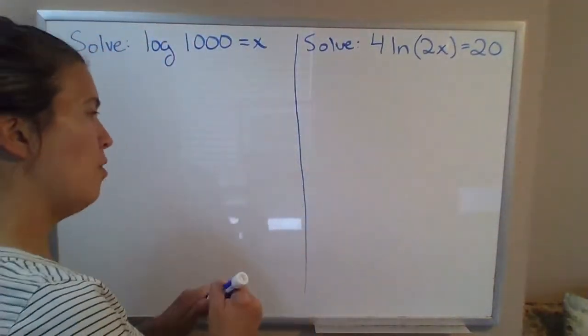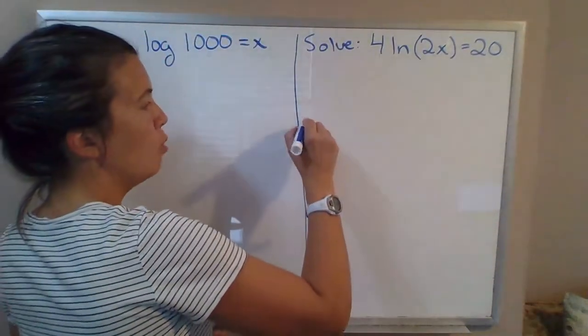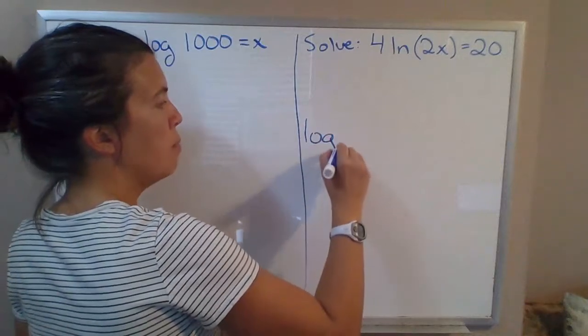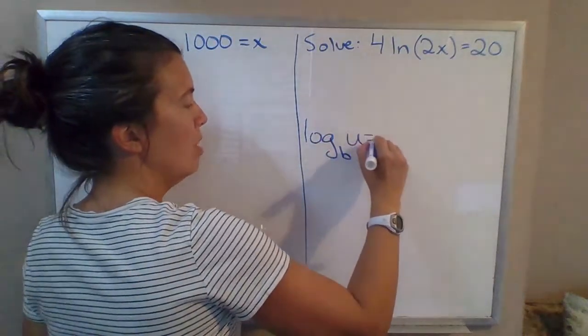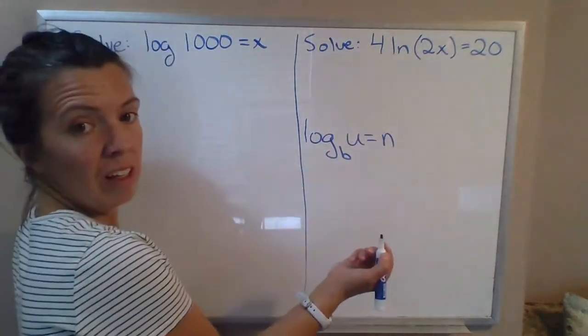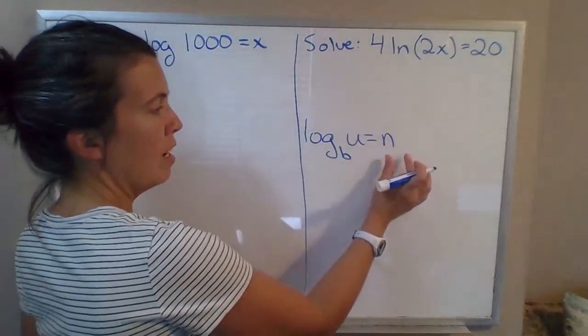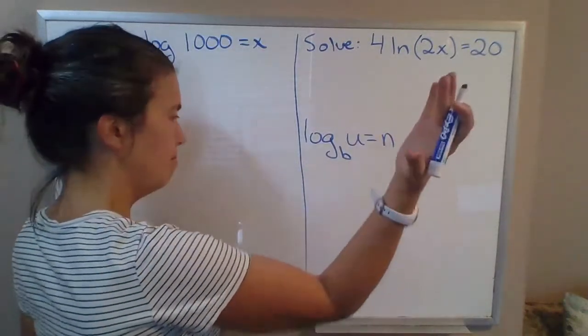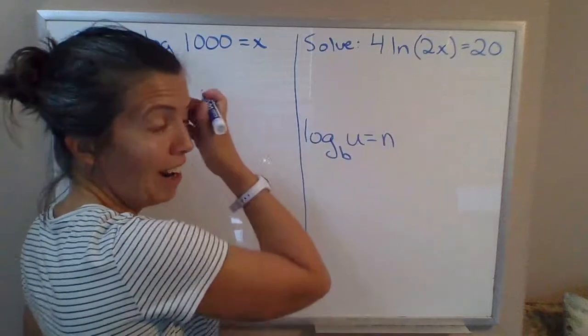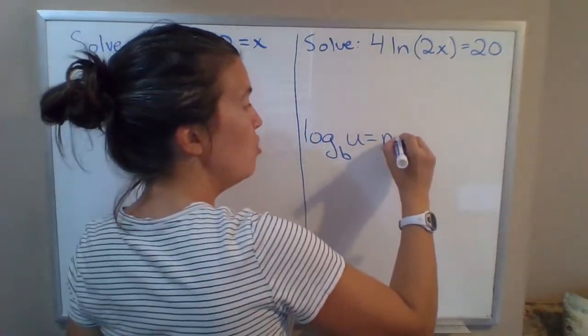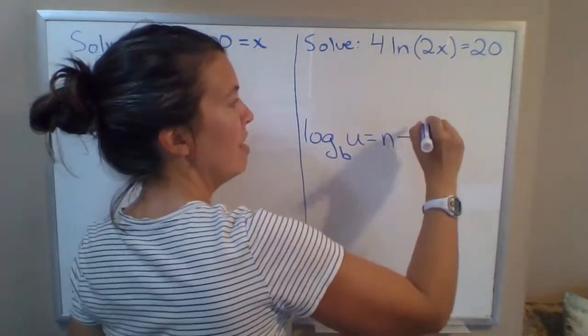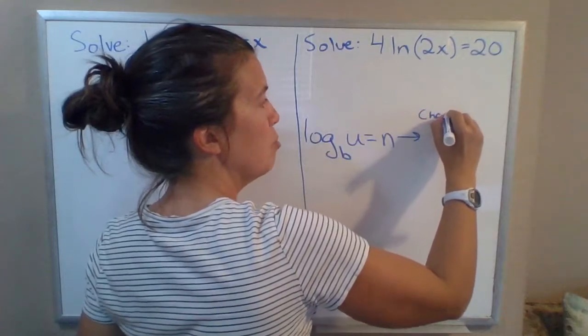Now, in general, when you have an equation of the form log base b of u equals n, so when you have a log on one side equals something that's not a logarithm on the other side, then in general, the best way to approach equations like that is to change it to the exponential form.